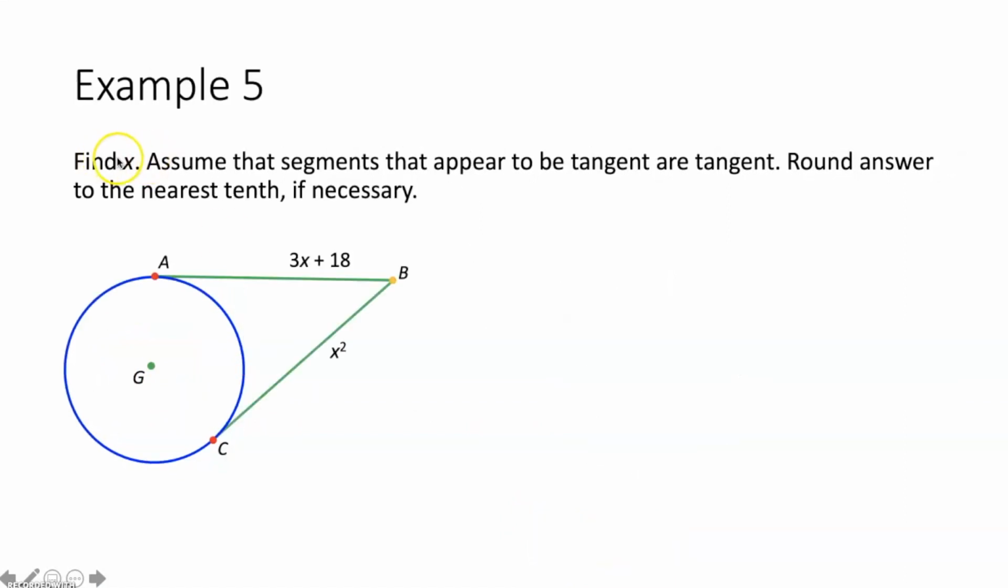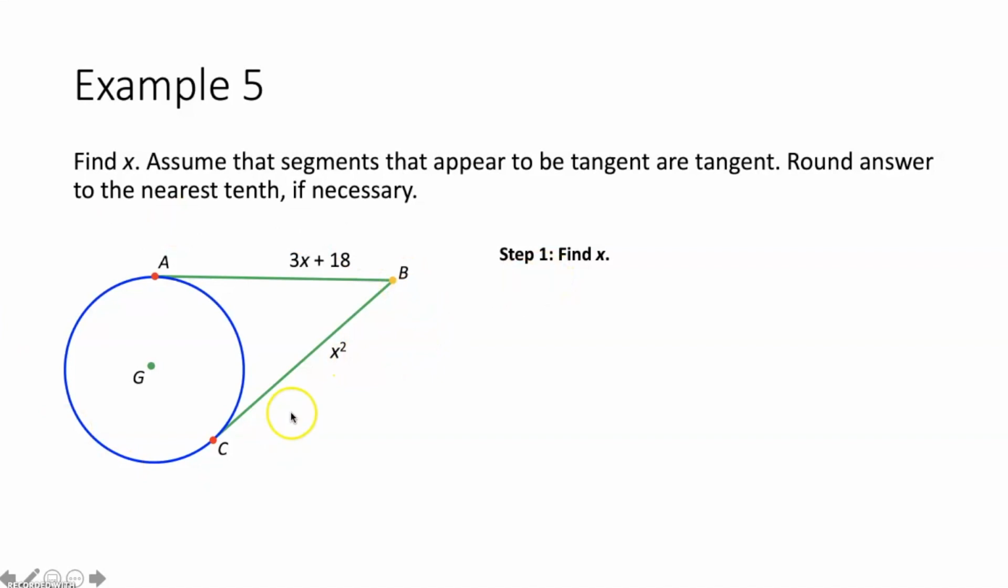Now example 5 says find X. Assume that segments that appear to be tangent are tangent. Round your answer to the nearest tenth if necessary. So we are again given a circle, circle G, and we're given 2 segments that are both tangent to circle G. Now we want to find X. So how do we find X? Well, we need to set up an equation in order to solve for X.